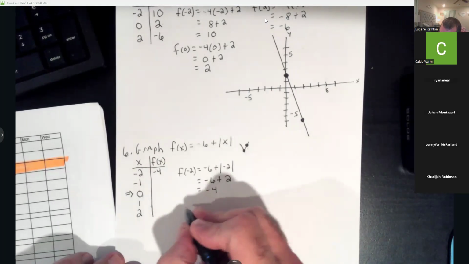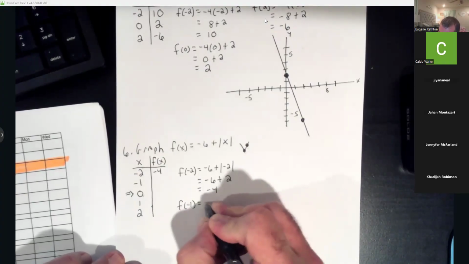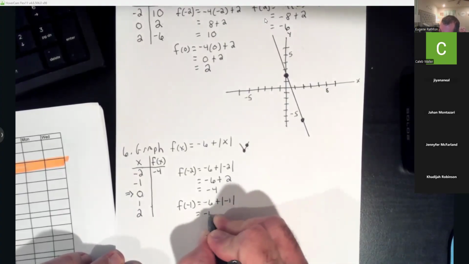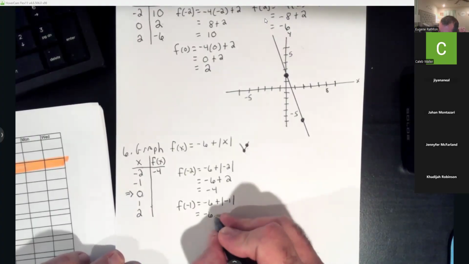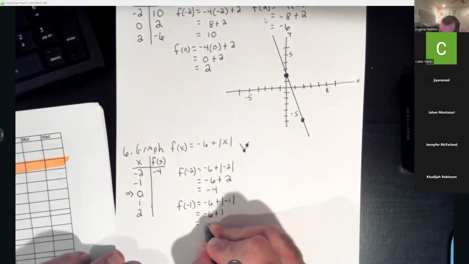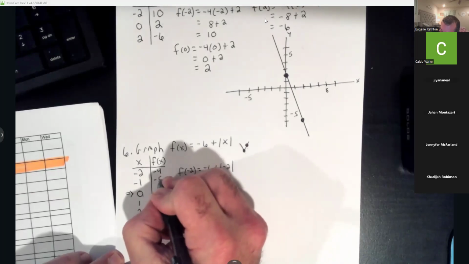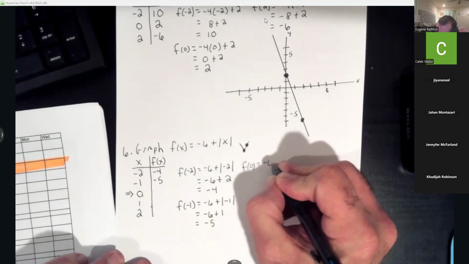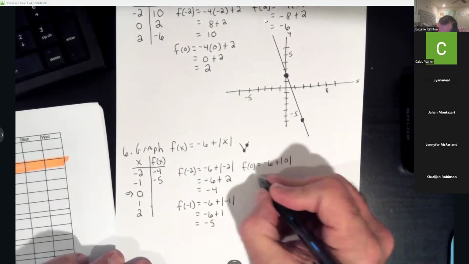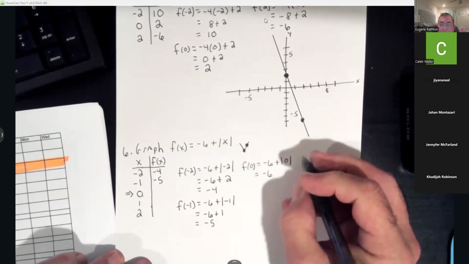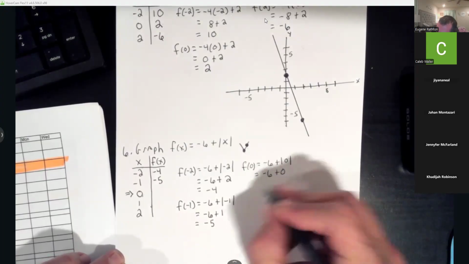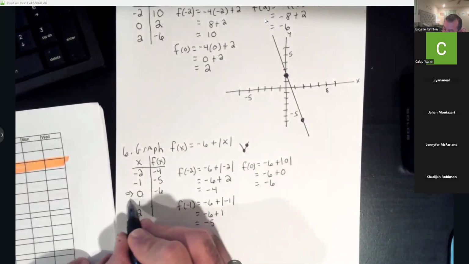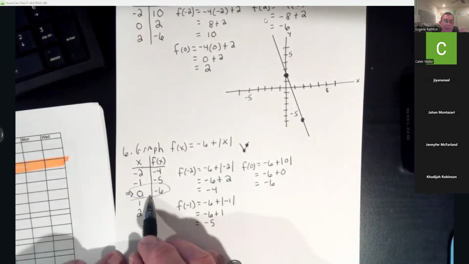All right, let's put a -1 in. So -6 plus absolute value -1. We all bring down the -6. Absolute value -1 will be a +1. -6 and 1, -5. All right, put the 0 in. F of 0 is -6 plus absolute value 0. Well, y'all, that's -6. Absolute value 0 is 0. And -6 and 0 give you -6. So there's the first point I'm going to plot when I get into MATLAB, okay?